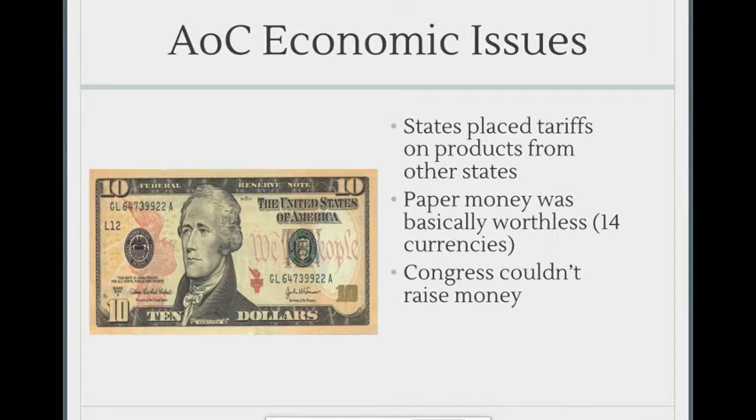All right. States are placing tariffs on products from other states. This is causing problems. Okay. Paper money is being created in different states, which is basically making it worthless. And Congress can't tax under the Articles of Confederation. So huge problems. States are running crazy doing tariffs. All right. The money is not worth anything, and Congress can't raise a dime.